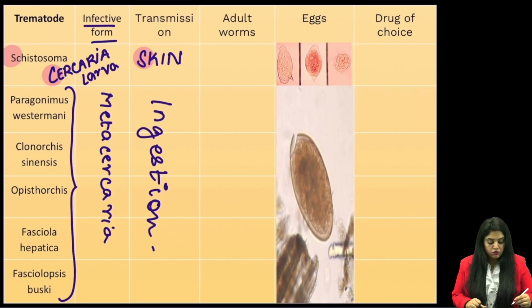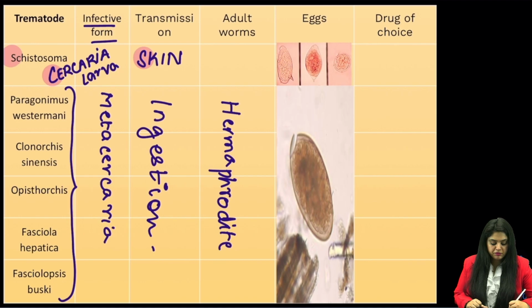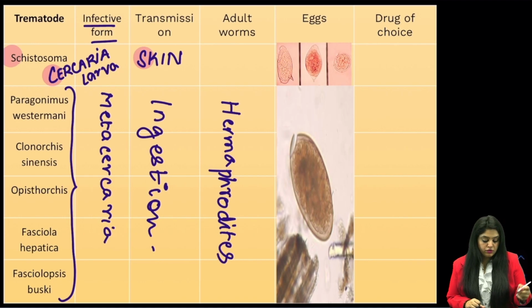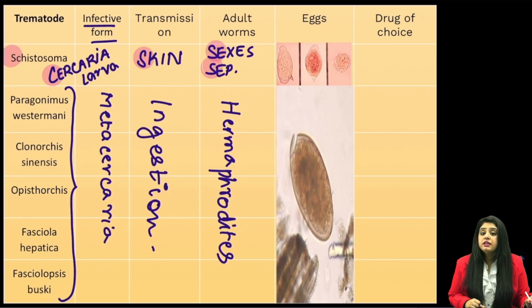Then finally, when you look at all the parasites, their adult worms are going to be hermaphrodites, whereas Schistosoma says I want S. This means sexes are going to be separate in Schistosoma, which is your previous year NEET question.